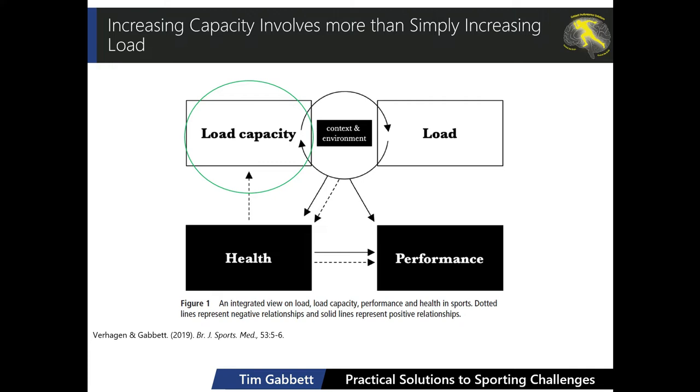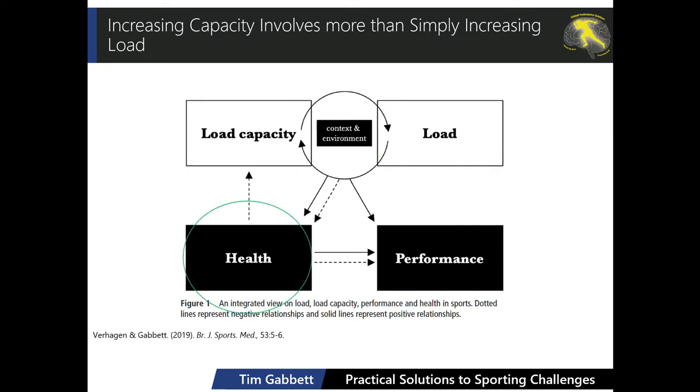So it would be really easy to think, okay, in order to improve performance, all we need to do is load slightly greater than our athlete's current capacity. Capacity will improve and therefore performance will improve. Unfortunately, it's not that easy, because we also need to consider an athlete's health. Transient increases or decreases in health can impact our athlete's capacity, which means that the load they can withstand on any given day changes from day to day based on health factors.